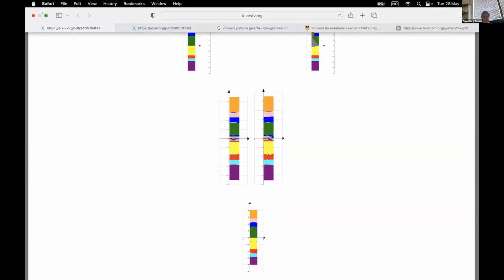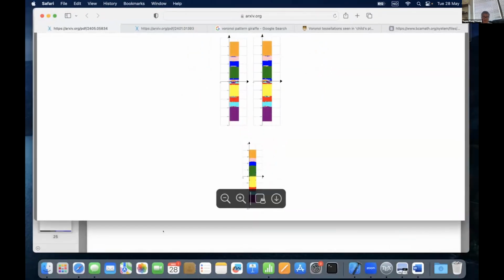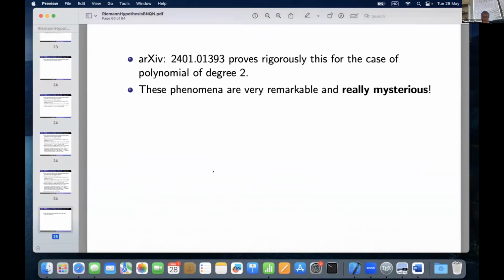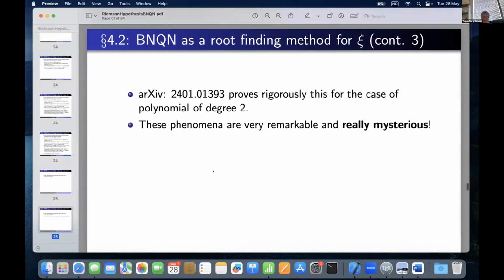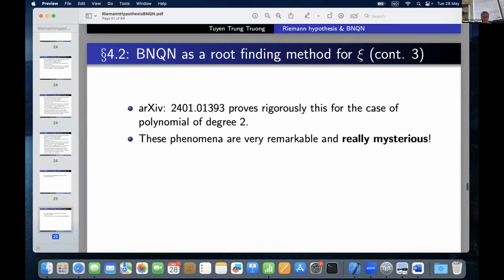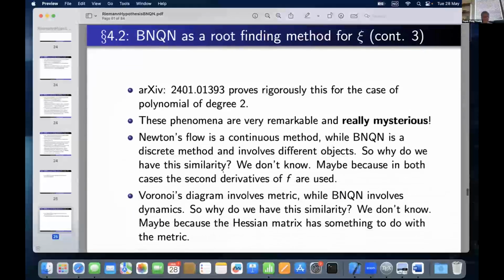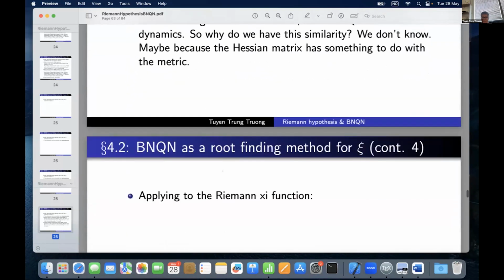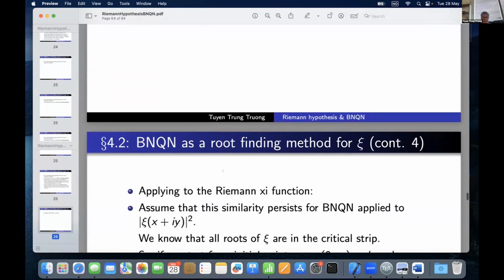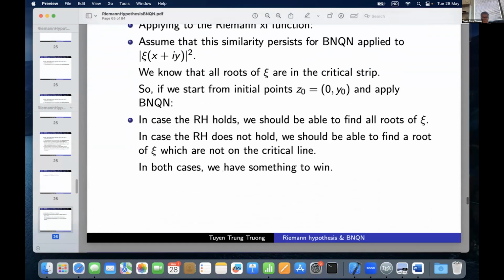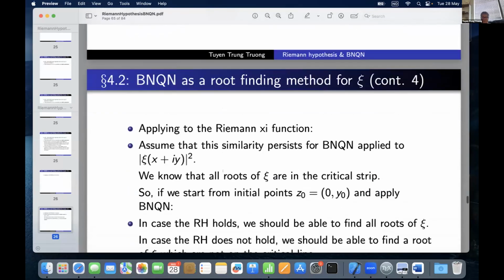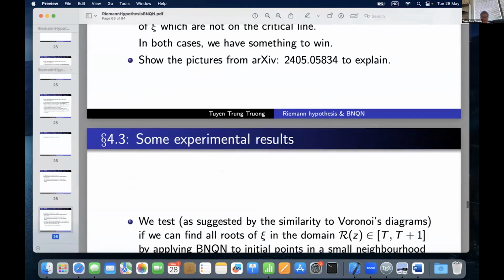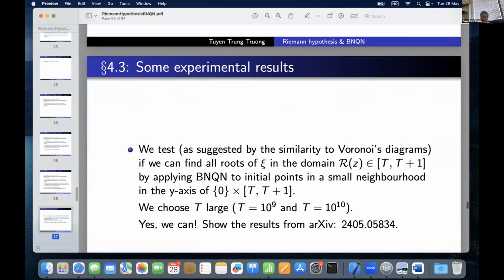So it means that if this similarity is correct, and actually it's proved for degree 2 in this paper, then we can find roots of the Riemann C function by starting from z0 on the y-axis. And y is good because we know this one I wrote here. And actually we checked it.